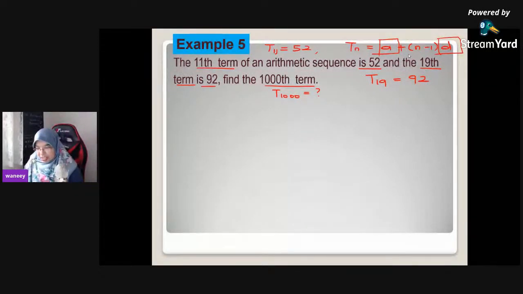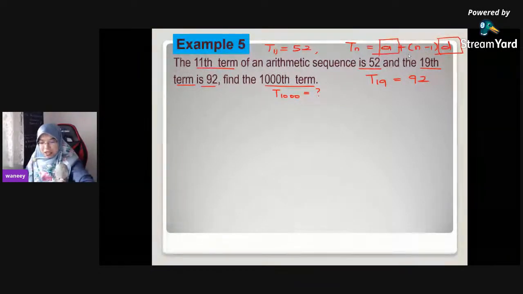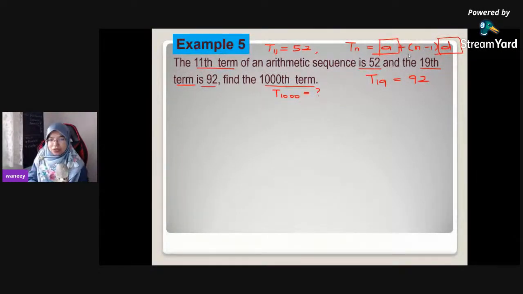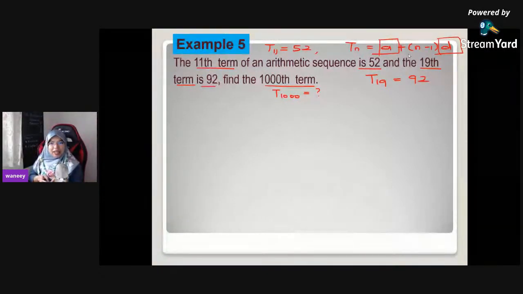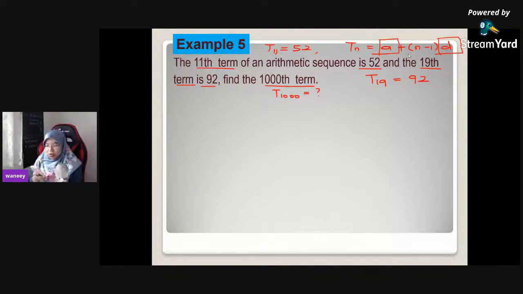So now I think I'll give you around 5 minutes. We do have quite a lot of time, so I give you around 5 minutes for you to try to solve them on your own. Find out the value of A and D, and then find out the value of T1000. If you know the value, then you can easily write it down over there.